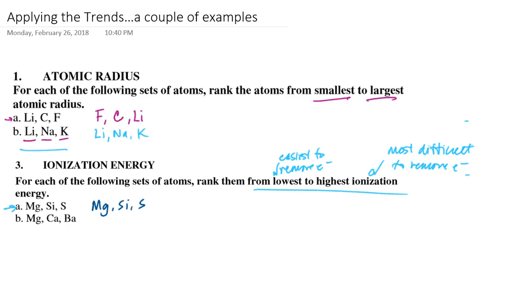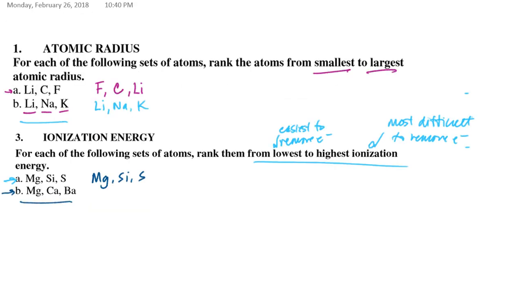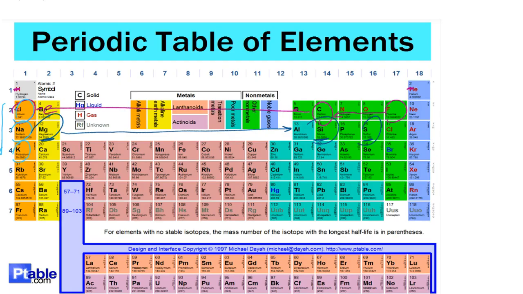Okay. What about this list? From magnesium, calcium, to barium. So magnesium, calcium, and barium. And again, as we travel down the periodic table, barium is all the way towards the bottom of this group, which means that its valence electrons are in the highest energy level of the three elements that I'm given.